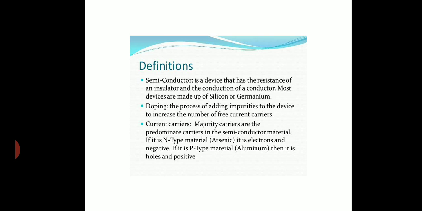Doping. It is the process of adding impurities to the semiconductor device to increase the number of free current carriers. Current carriers. Majority carriers are the predominant carriers in the semiconductor material. If it is an N-type material having arsenic, it is having electrons and it is negative. If it is P-type material, say aluminum, then it is having holes and it's positive.